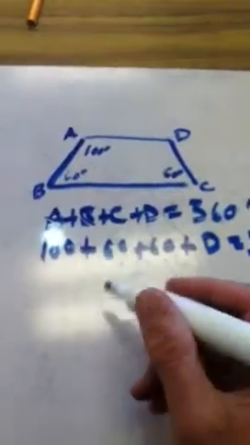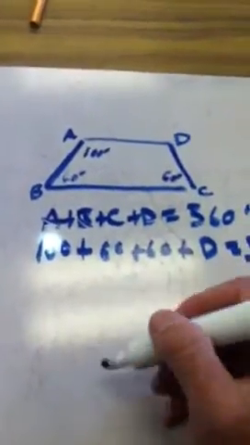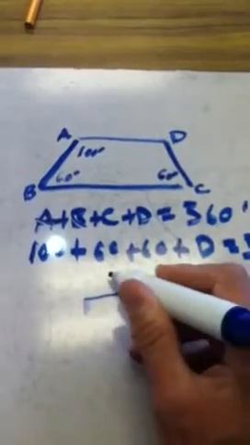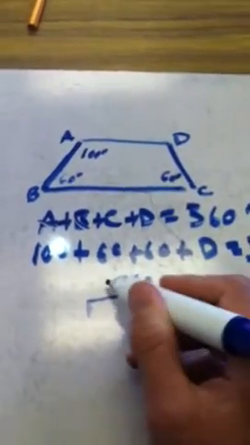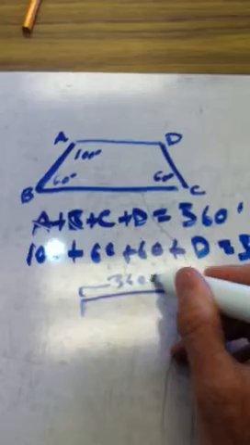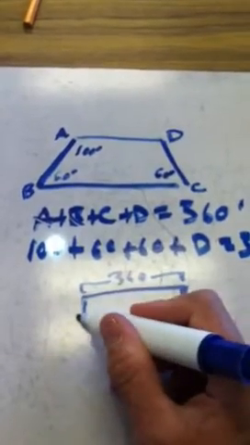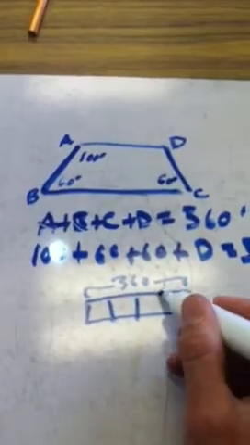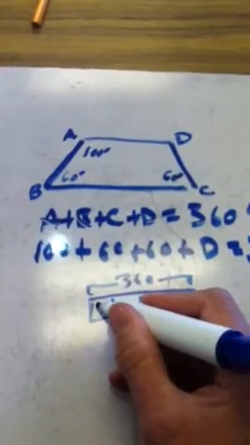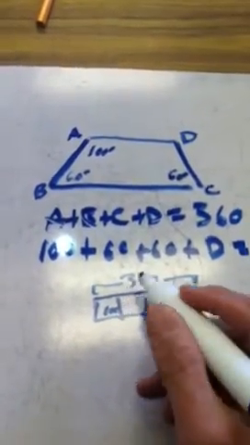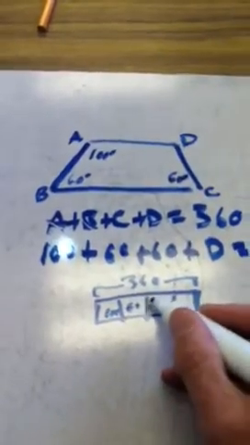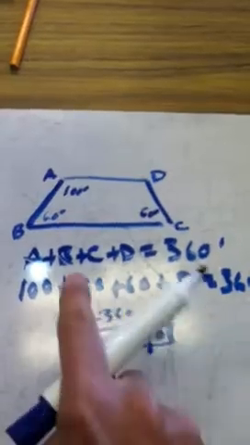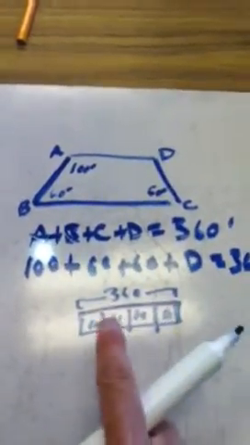Okay? Now another way I can show it is as a graphic. Usually we do that like this, knowing that 360 is the total. If I have the total, that goes on top, and then the parts go in the middle. Now, I got 100 right here. I've got 60 here. I've got 60 here, and I've got D here. So as you can see, I showed it two ways. I can solve it as an algebra problem, and I can show it as a graphic.